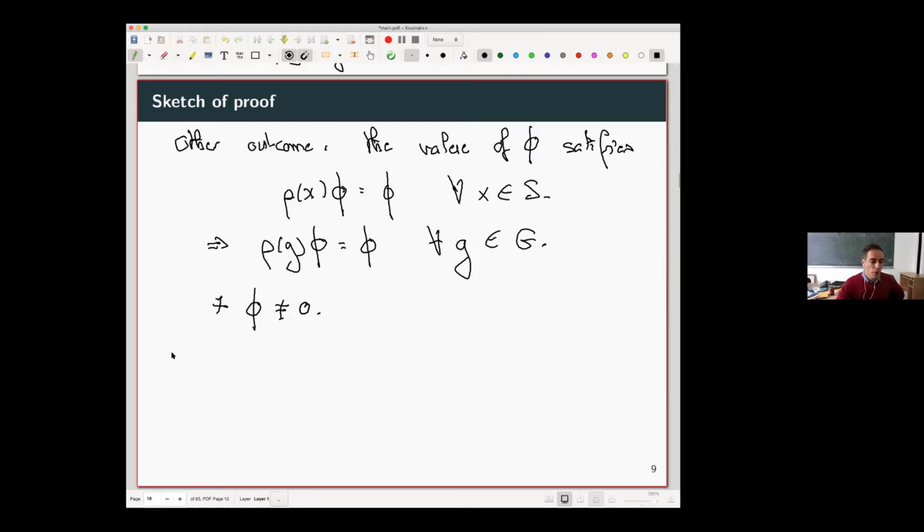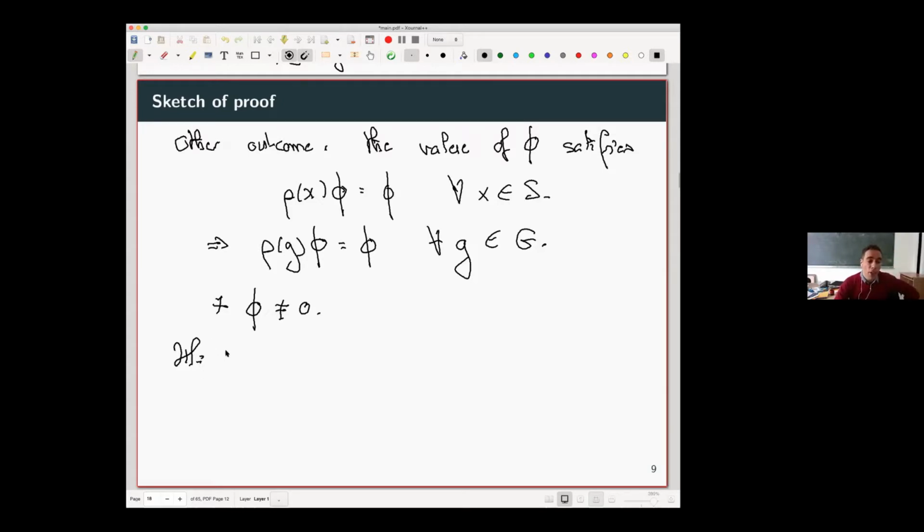So now, if you try to understand what is the meaning of that... Quick question. Is this the only place where you're using that phi is non-zero? That's the only place where I'm using that phi is non-zero, yes. Okay, thank you. Yes, good question. That's the only place, yes.